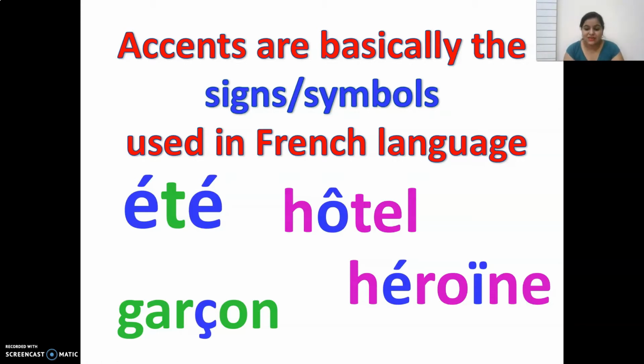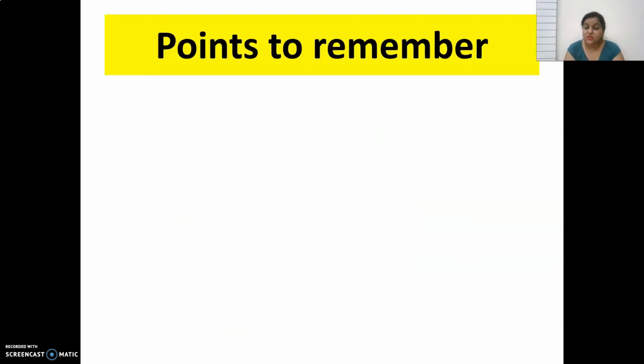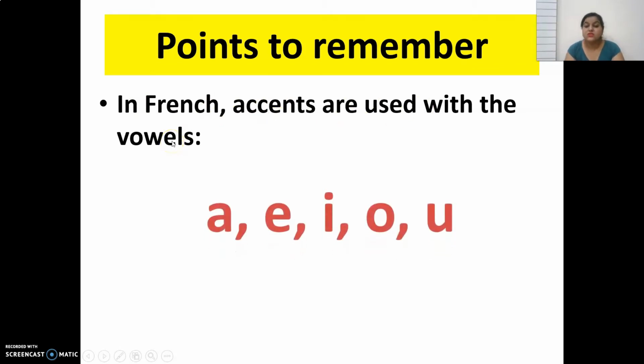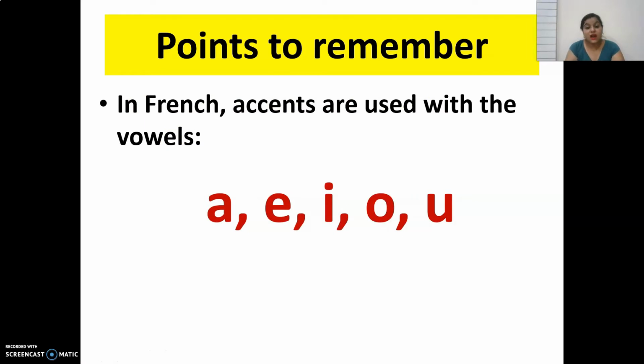So let's begin with a few points before learning les accents. There are a few points that we need to remember before learning the accents in French. The first point is that in French, accents are used with the vowels. So the accent we put over the vowels. Which are the vowels? That's A, E, I, O and U.